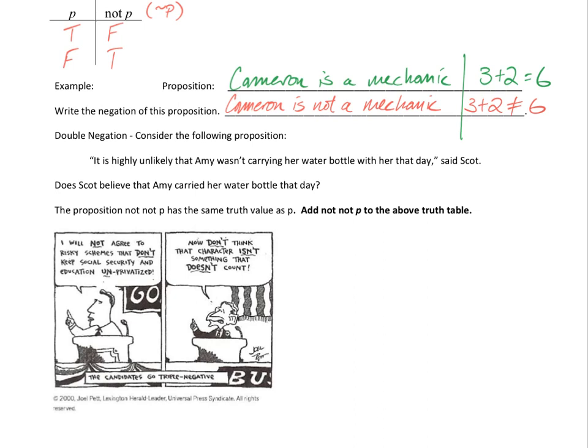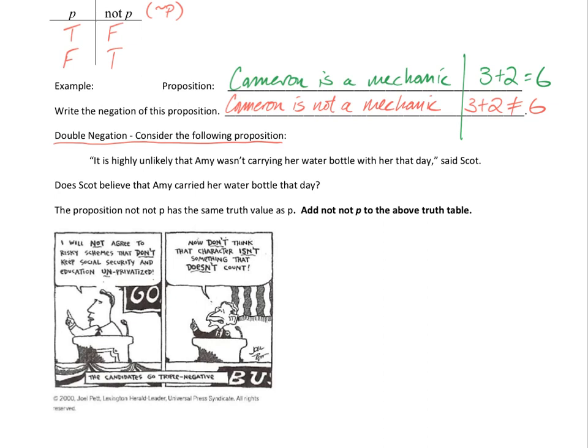And finally, the last little bit on this page here, I'll give it a little underline to let you know that there's a new section starting here. The double negation, or you may have heard it before as the double negative. So consider the following proposition. It is highly unlikely that Amy wasn't carrying her water bottle with her that day, said Scott. Does Scott believe that Amy carried her water bottle that day?